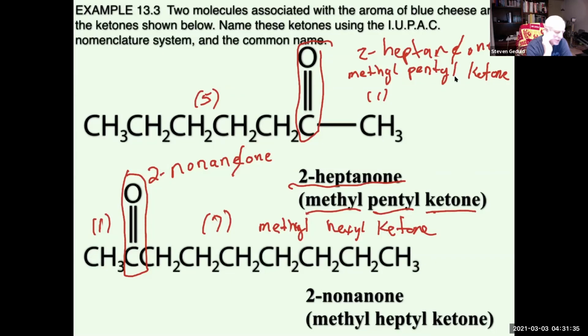Why did I put hexyl? Hexyl is 6. I'm sorry. Hex is 6. Heptyl is 7. H-E-P. Sorry about that. Hexane is 6. Heptyl is 7. My mistake. See how easy it is to make mistakes in this stuff? Just always go back and double check your work, recount things, and check your numbers. It's easy to make a mistake like that. So methyl heptyl ketone.